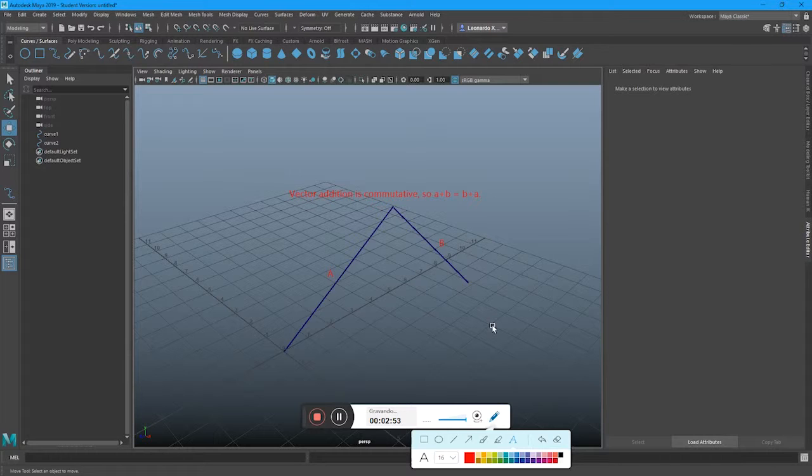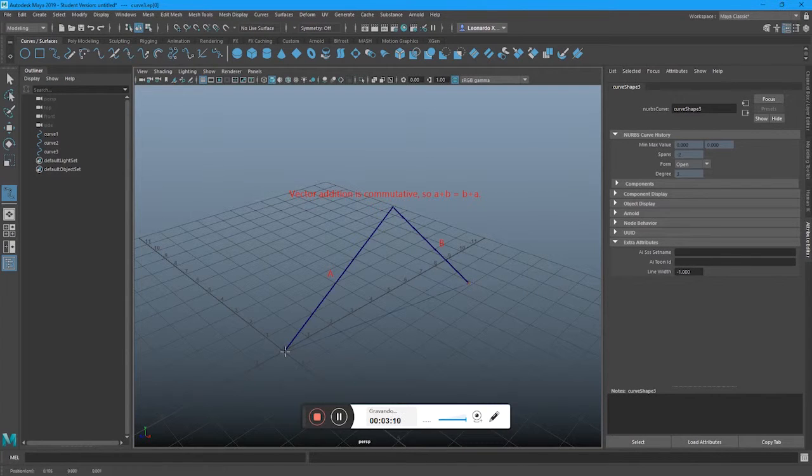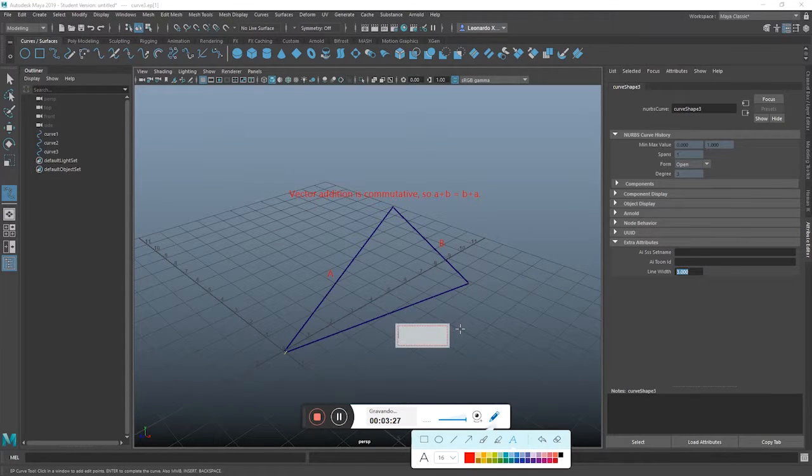So the addition of vector A plus vector B will create another vector that I'm going to call vector C. So vector A plus vector B is going to create a third vector that I'm calling vector C.